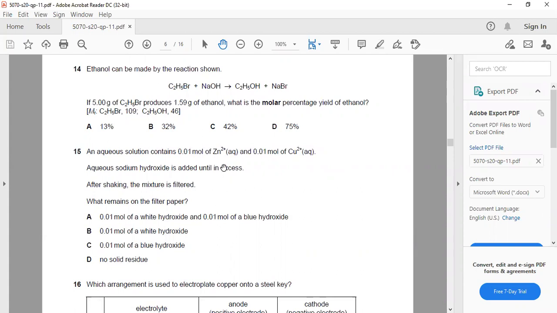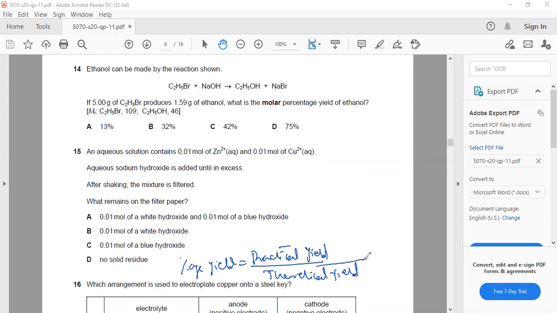Question 14 is about percentage yield. You must know about the percentage yield. One thing, that is the formula. Percentage yield is equal to practical yield, which is always the numerator, and theoretical yield, which we find from the equation, is always the denominator, times 100. Again, this is mole.